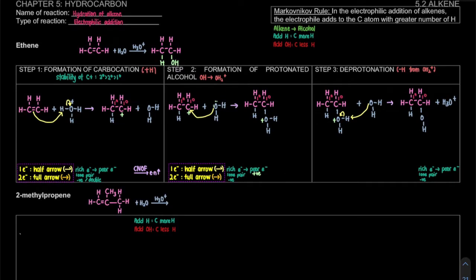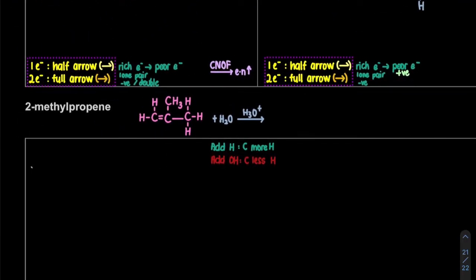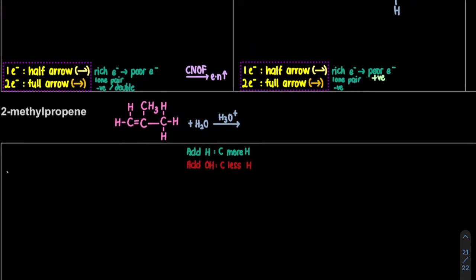The next reaction that we will look at is the case of 2-methyl-propene. For 2-methyl-propene, again, we're going to react with water and our acidified water, H3O+, our acid itself. So again, we're going to add H and OH. But before that, remember, based on Markovnikov's rule, the electrophile must be added to the carbon with more hydrogen. So this is our carbon-carbon double bond. Check which one has more hydrogen. This one has 2 hydrogen attached.